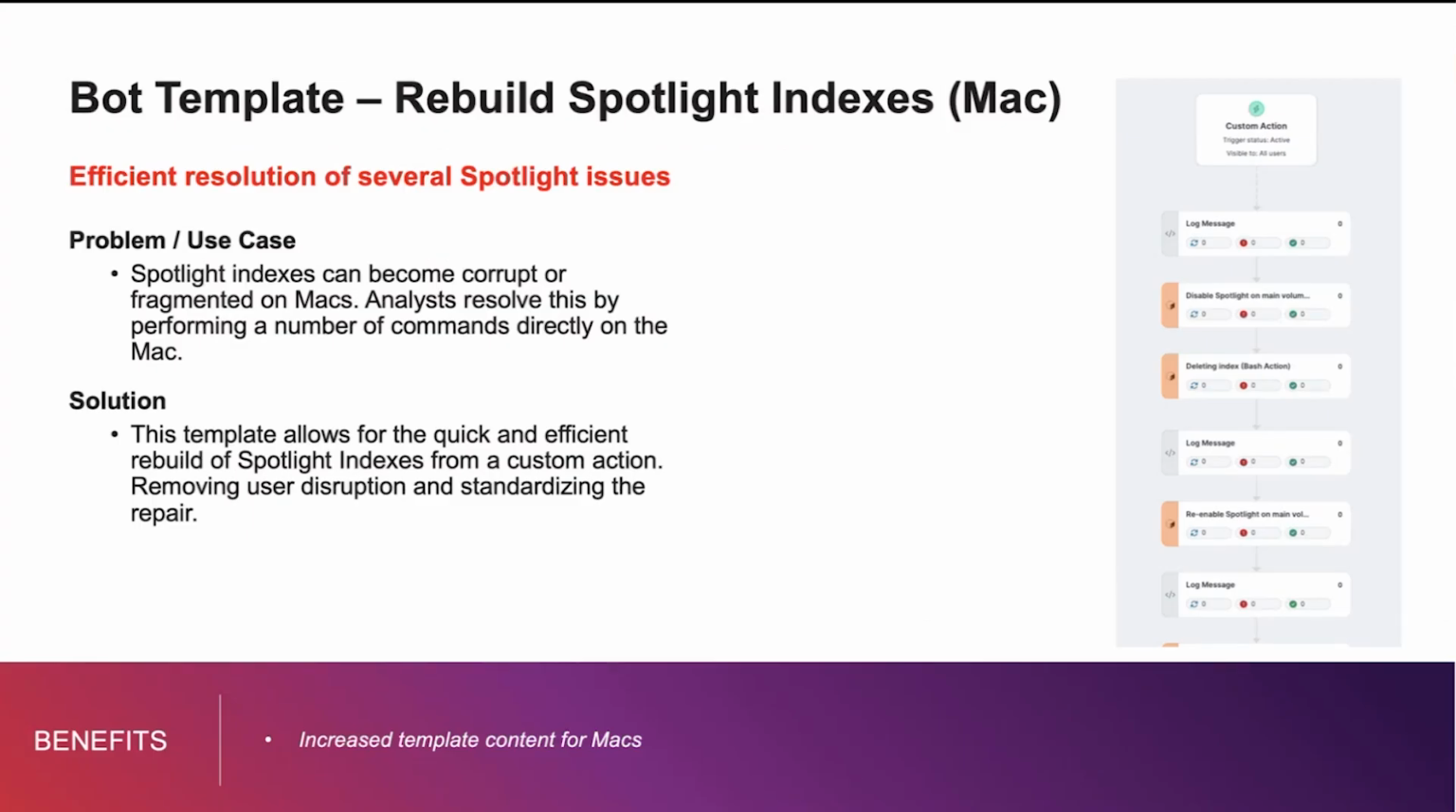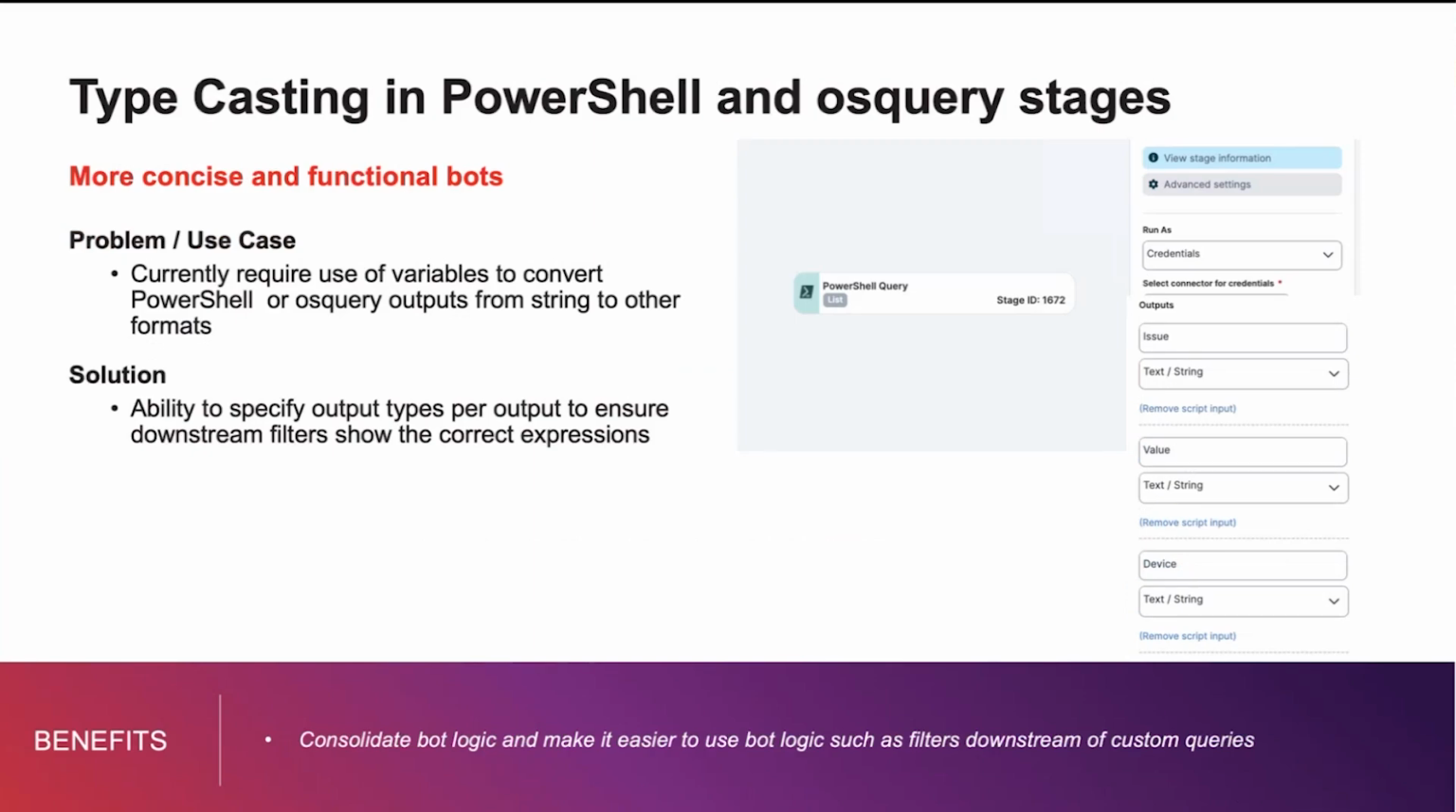And we have a raft of new templates for Macs as well that we're working towards. One of these is the ability to rebuild Spotlight indexes for when search issues are occurring. So again, there's going to be an out-of-the-box bot there, and a number of additional bots too.